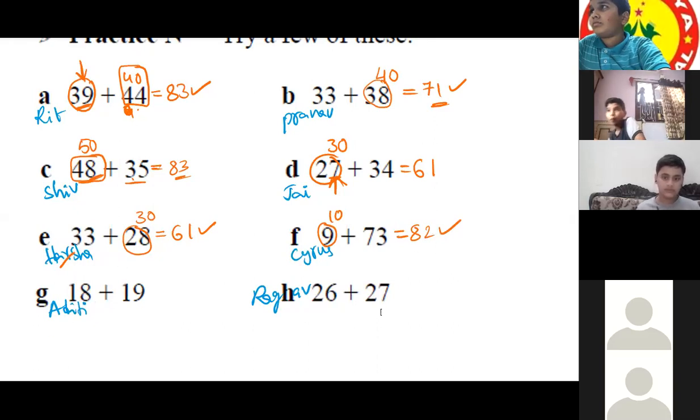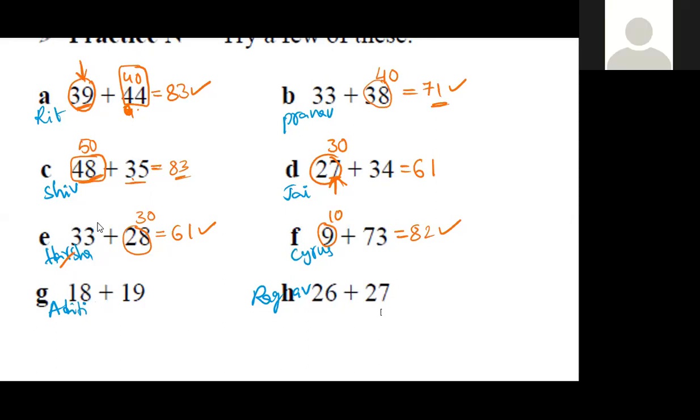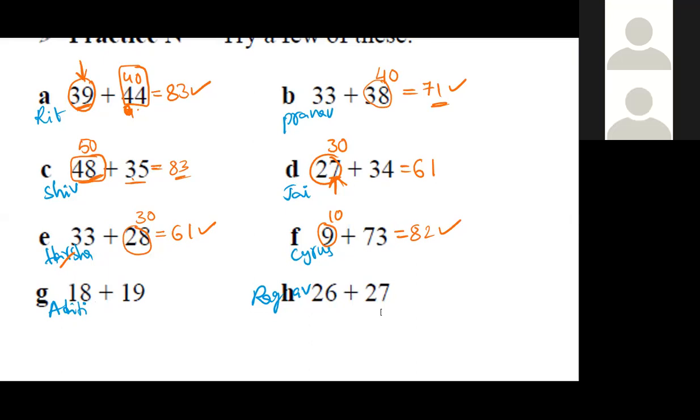Then Aditi. Yes, sir. So instead of adding 19, we will add 20. So the answer will be 38. Then we will subtract 1, which will be 37. 37. Very good. Correct.